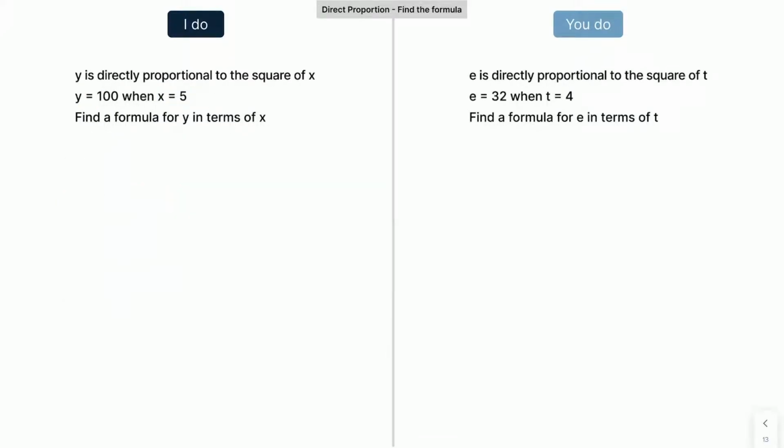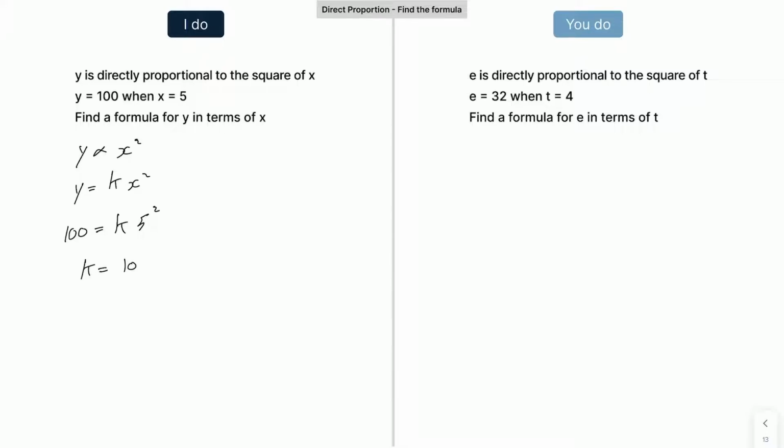Moving on. So now we have a square. It says y is directly proportional to the square of x. So we can write that as y is equal to kx squared. And then now we're going to substitute the values in. So that's going to be 100 is equal to k times 5 squared.